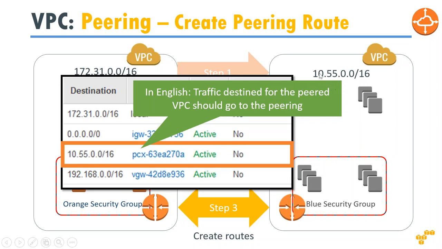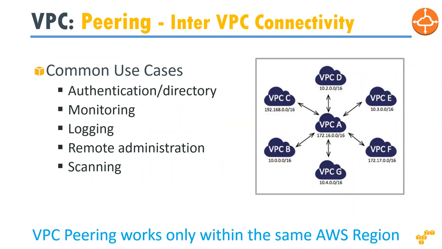As you see here, the right hand side VPC is 10.55.0.0, and I go to my VPC route table in the 172 VPC and add a destination route saying any traffic destined for 10.55.0.0, send it to my VPC peering connection. This will be automatically created for you when you accept it. And you need to do the same thing here also, saying the return traffic for 172 has to be sent to PCX-63 and so on. So that is how you set up a VPC peering connection.